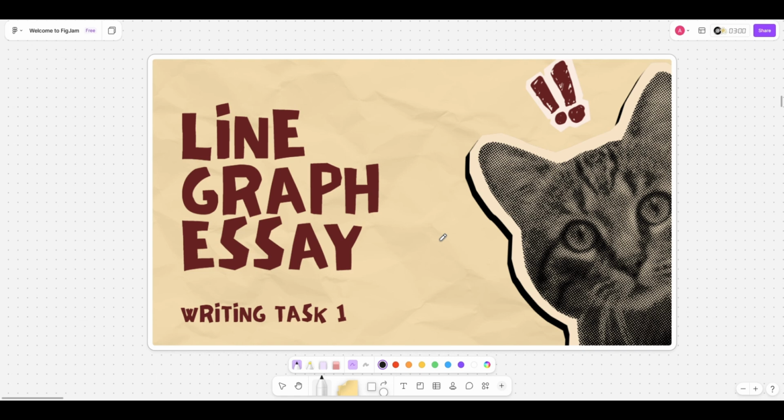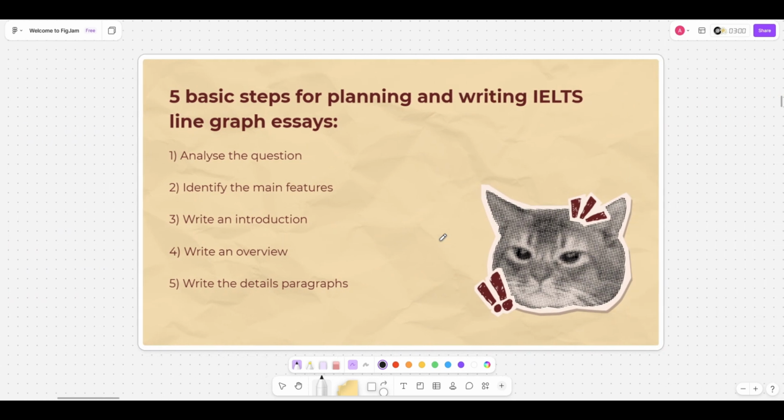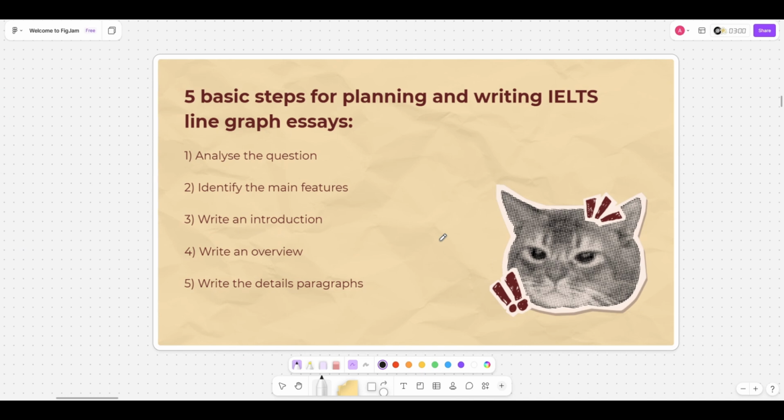Today we're going to talk about one of the most common task types in IELTS Writing Task 1, the line graph essay. There are 5 basic steps you need to follow every time you write a line graph essay. The first one is analyze the question. The second, identify the main features. Third, write an introduction, write an overview, and write the detailed paragraphs. We're going to walk through all 5 steps using a real example question, so everything will become very clear.